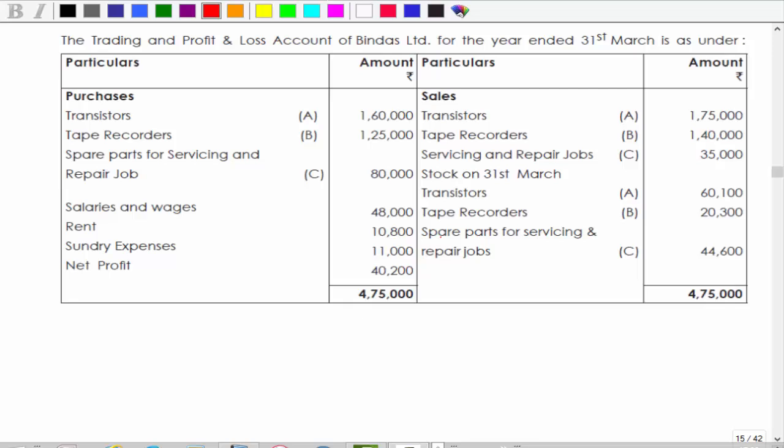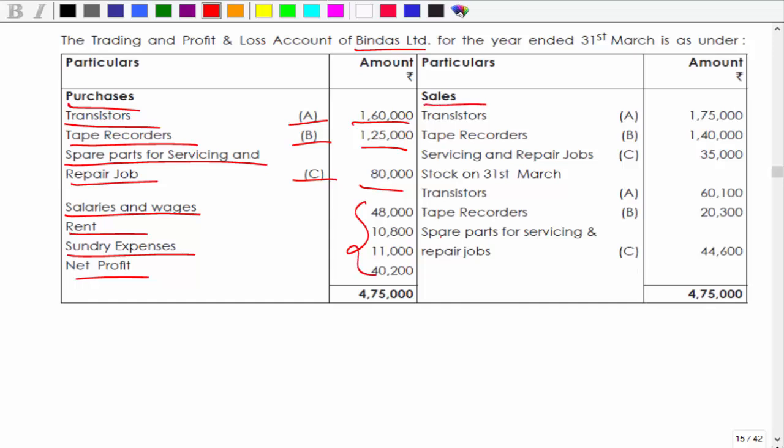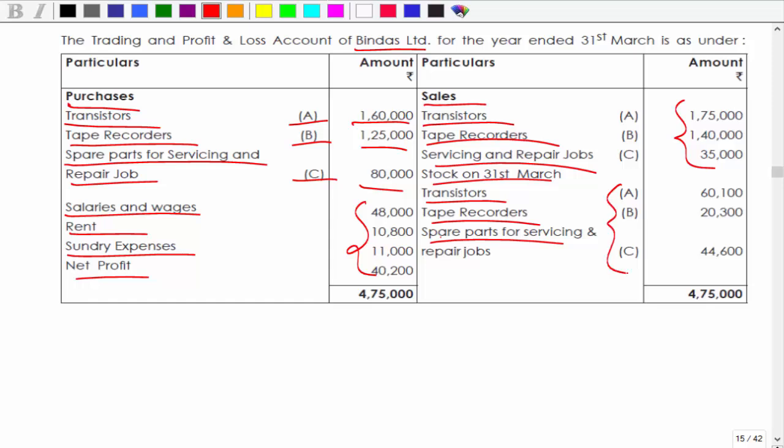The trading and P&L account of Bindas Limited for the year ended 31st March is as under. We have purchases of transistors, tape recorders, spare parts for servicing and repair job, and you have mention of ABC, some values. Then we have salaries, wages, rent, sundry expenses, net profit with their respective values. Then on credit we have sales of transistors, tape recorders, servicing and repair jobs, okay, their respective values. Then we have stocks on 31st March of transistor, tape recorders, spare parts, their respective values, and split between ABC.